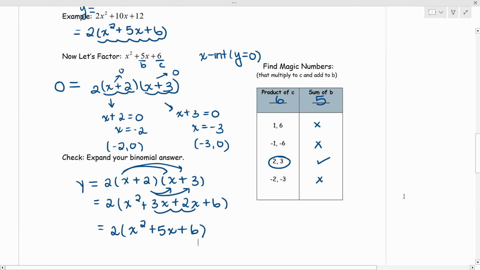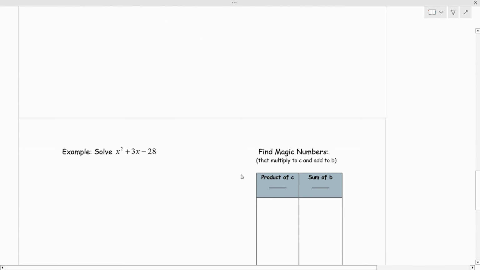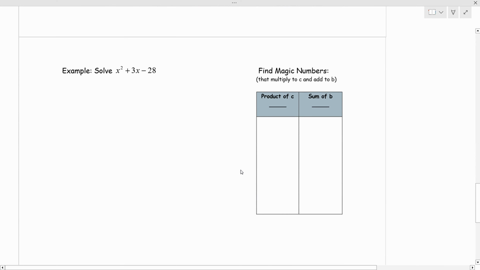Okay, you can always hit pause and try that question on your own. What you want to be able to do is take this piece and be able to factor it down to this form. I have one more example for you. If you're ready to try it out with me, what we want to do is get two numbers that multiply to -28, right? The C value, and add to +3, the B value.